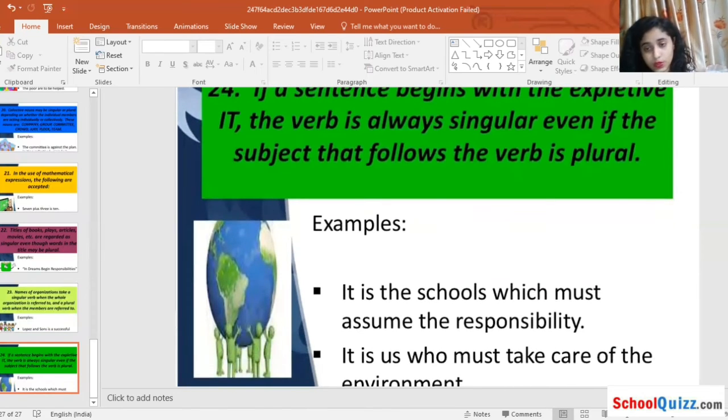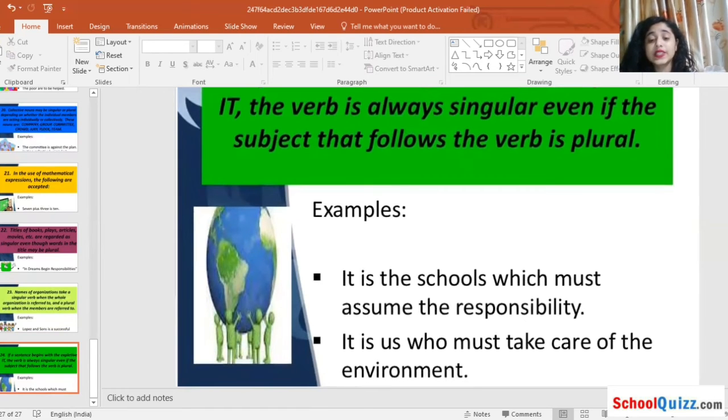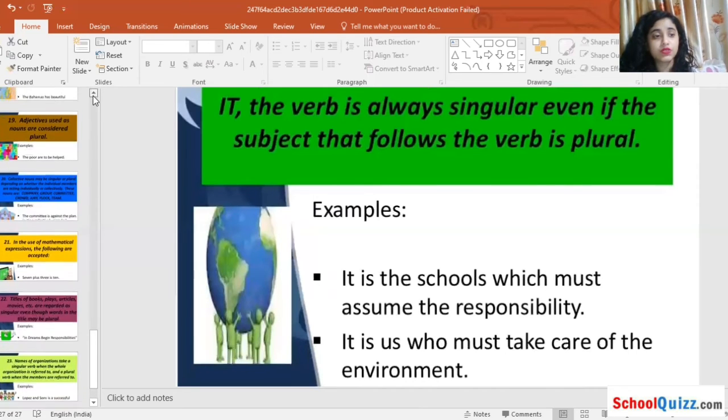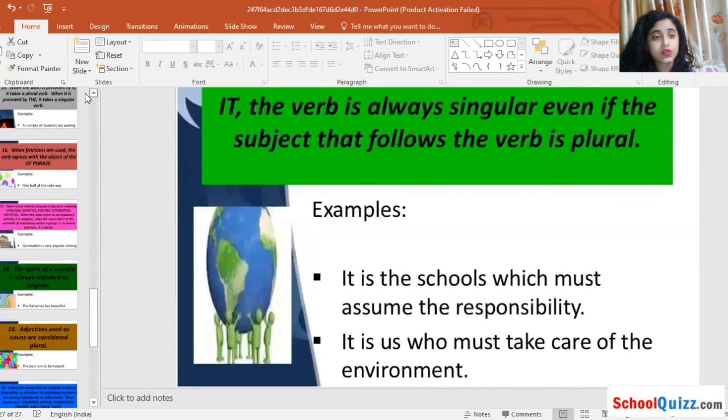It is the schools which must assume the responsibility. It is us who must take care of the environment. So whether it is us, whether it is schools, what is used, it is used, not are. So I hope you are clear with the rules. I'll just let you go through every rule. I'll just wait for a second so that you can see the rules.